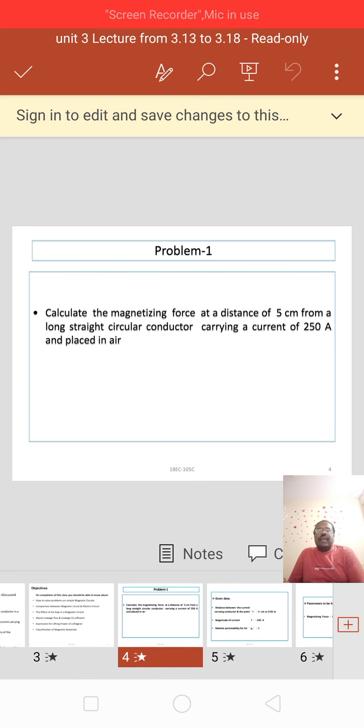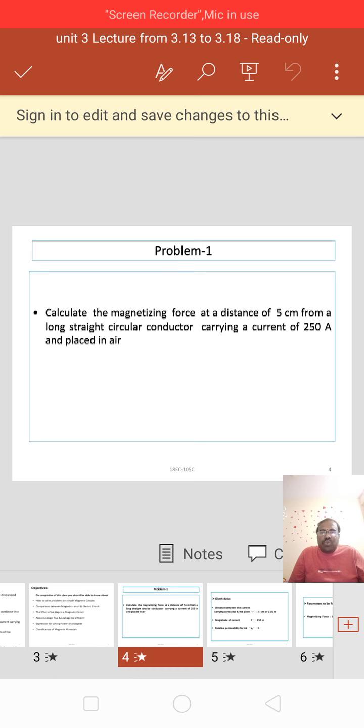Here I have given a problem. Kindly write it down on a paper. Calculate the magnetizing force at a distance of 5 cm from a long straight circular conductor carrying a current of 250 amperes and placed in air. Kindly write this problem.